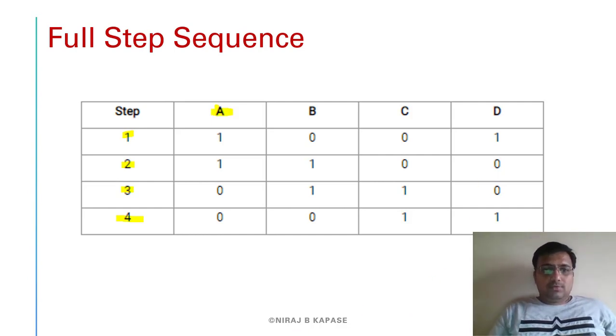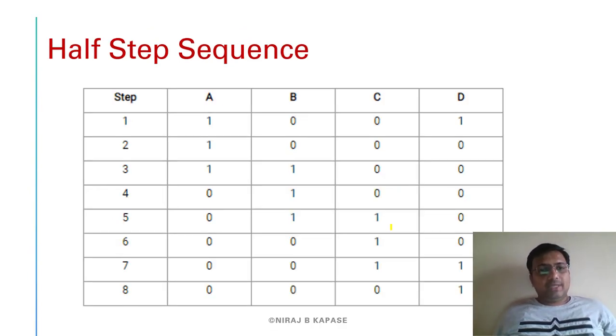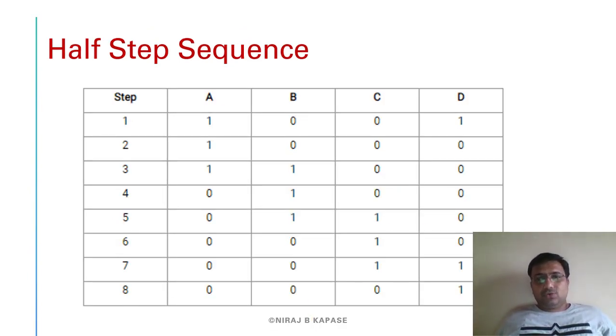So the first step is 1001, second is 1100, third is 0110, and fourth is 0011. Again, we need to use the same code sequence in the program for full stepping mode. Also, in the half stepping mode, there are 8 different sequences.